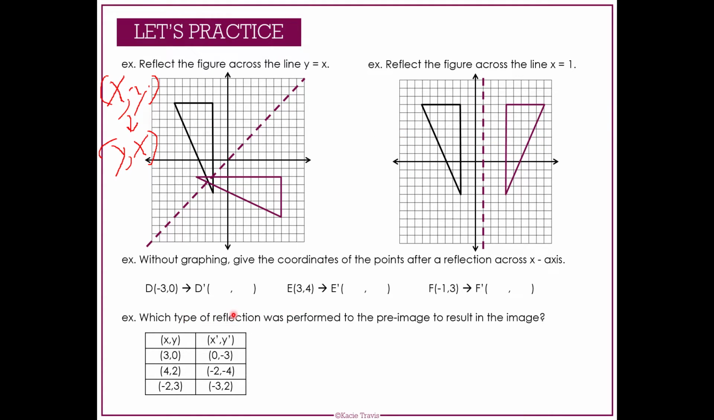All right, so this was us graphing here. In our practice, over on the right side of your paper, we got a couple points here that we need to reflect without using our graphing. So let's look at what we're doing here. We got 3 points, D, E, and F. We're going to map them to D prime, E prime, and F prime after we reflect over the x-axis.